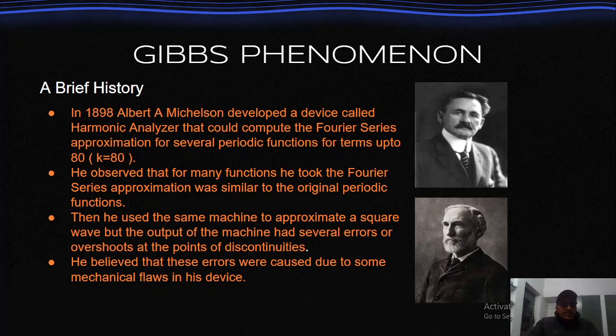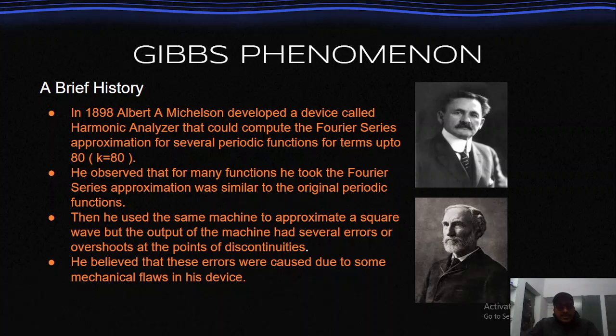Now coming to the Gibbs phenomenon, a brief history about Gibbs phenomenon. In 1898, a scientist Albert Michelson developed a device called harmonic analyzer that could actually compute the Fourier series approximation for several periodic functions for terms up to 80. So he observed that for many functions he took, the Fourier series approximation using this machine was similar to the original function with the period L.